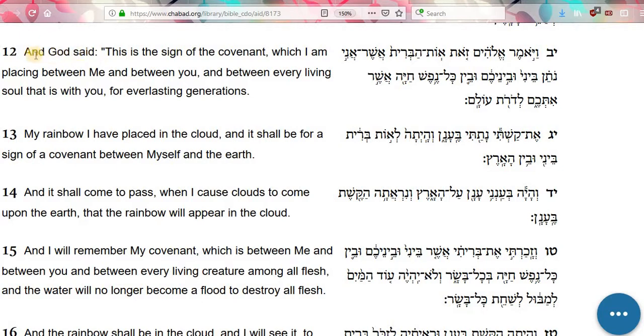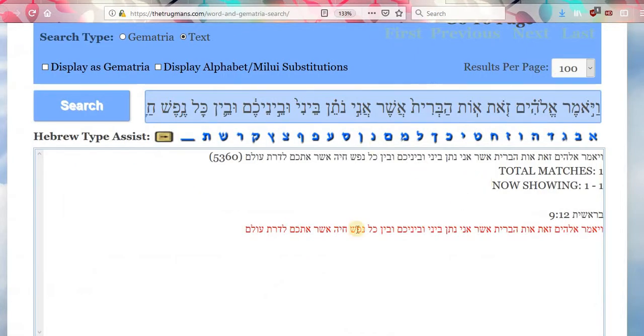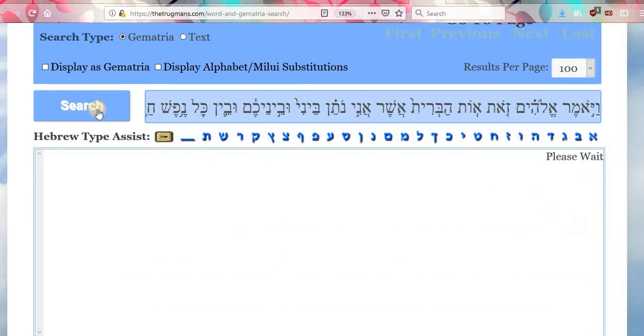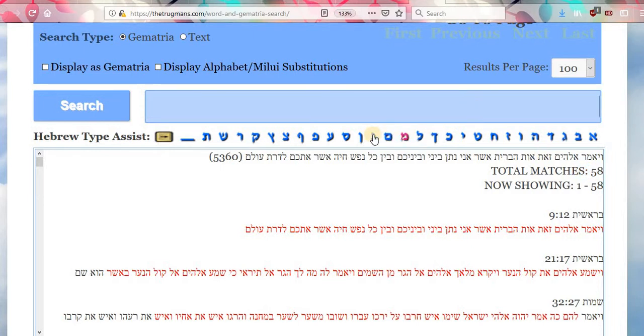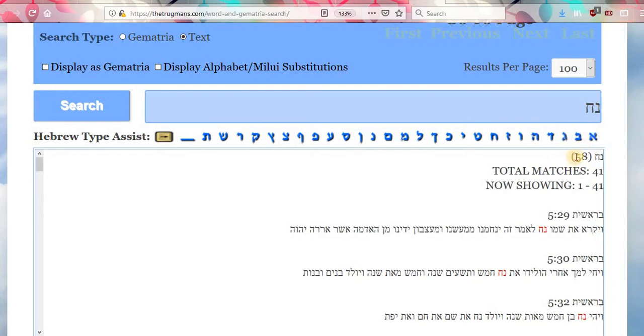Okay. So let's go to chapter 9 now, where the covenant is actually established. And we see here verse 12, and God said, this is the sign of the covenant which I am placing between me and between you and between every living soul that is with you for everlasting generations. So I take the Hebrew for this verse. And there it is, 912, 5,360. Let's see how many times that value shows up in the text. 58. Total matches, 58. That's interesting to me because 58 is the value of Noah. The name Noah. See, there you see it, 58. Okay, so far we have Lamech and Noah in verses about the covenant, encoded in a way that you could never know without a computer.